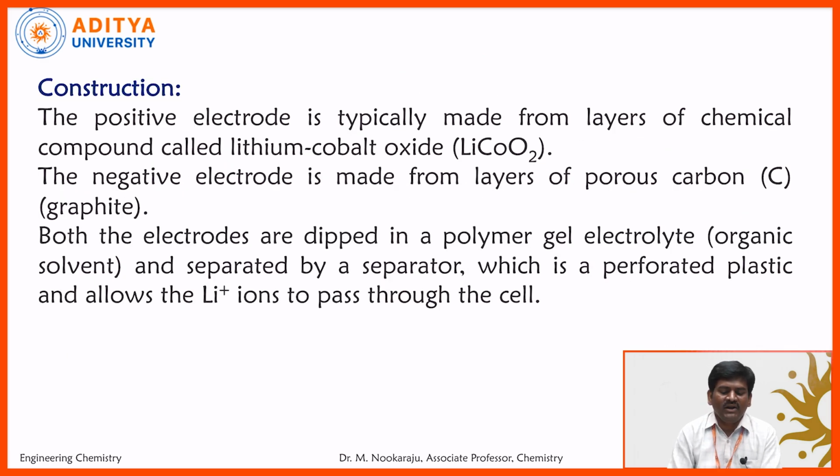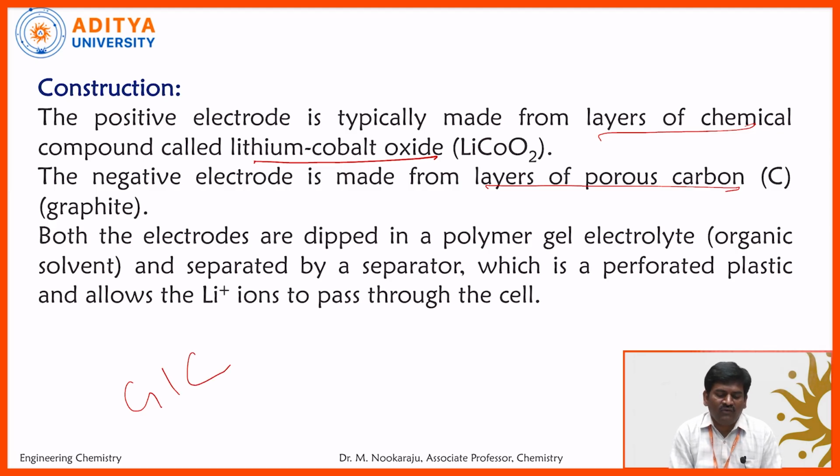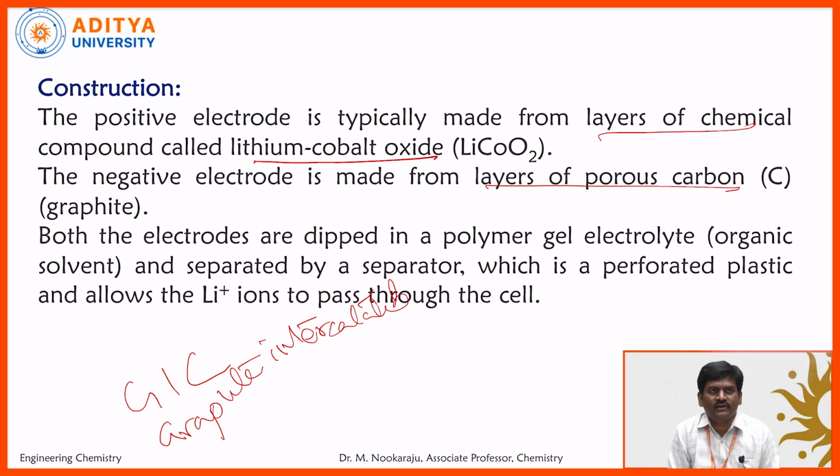So, what happens is, we are going to have a construction where the positive electrode is typically made up of layers of a chemical compound called lithium cobalt oxide, and the negative electrode is made from layers of porous carbon. That is why these batteries are called GIC batteries. What is this GIC battery? It is graphite intercalated. That means, in the layers of graphite, we are going to have lithium ions being doped.